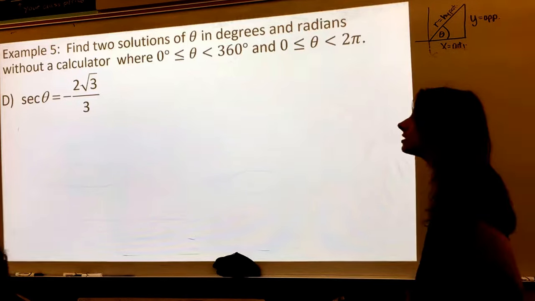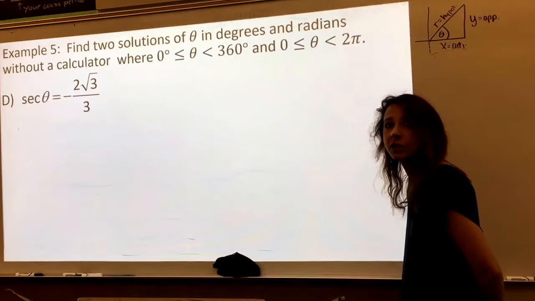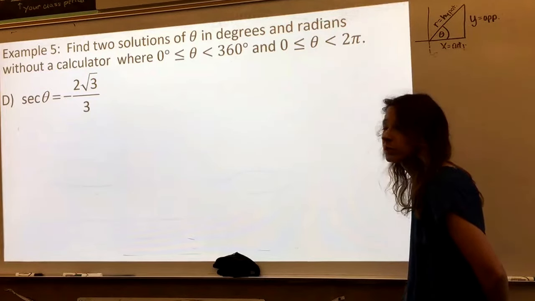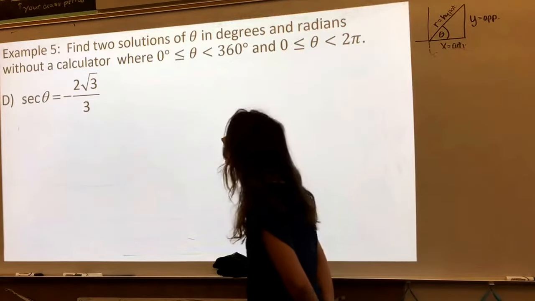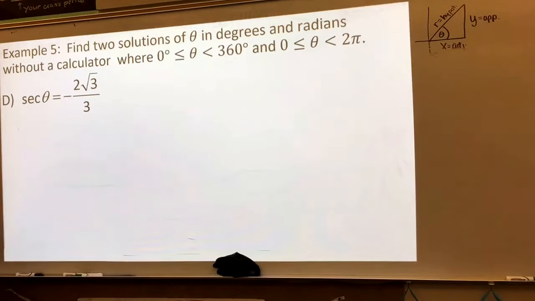Okay, so this one is pretty darn tricky, huh? First, we're going to look at the instructions and figure out, do we want degrees or radians? Jordan, in group 5, can you tell me if we want degrees, radians, or both? Degrees. Okay, how do you know? Wait, yeah, it's both, because there isn't a degree sign there, pi.